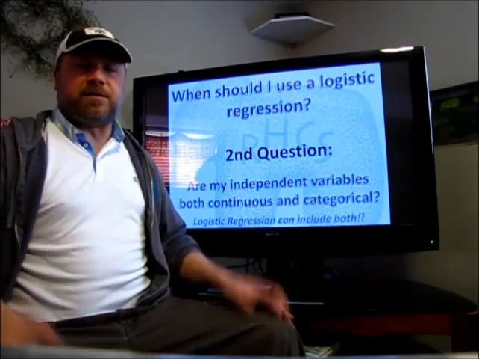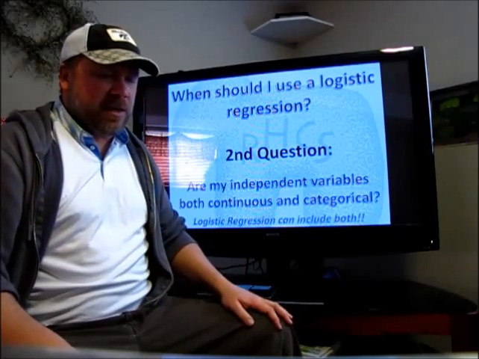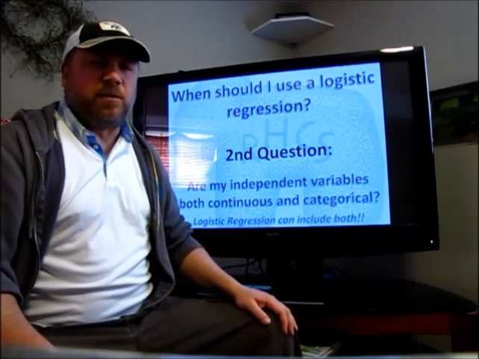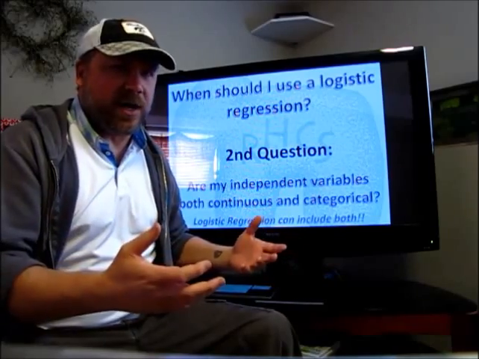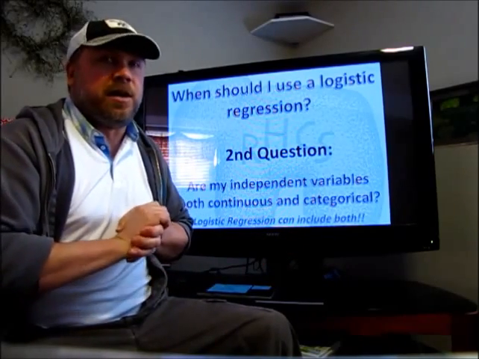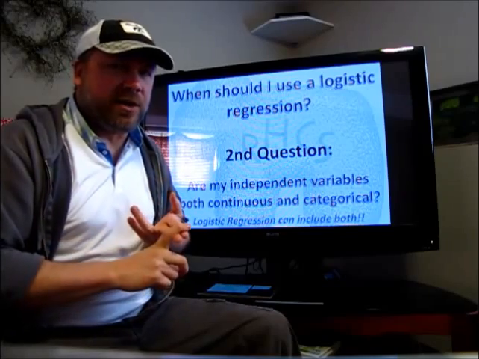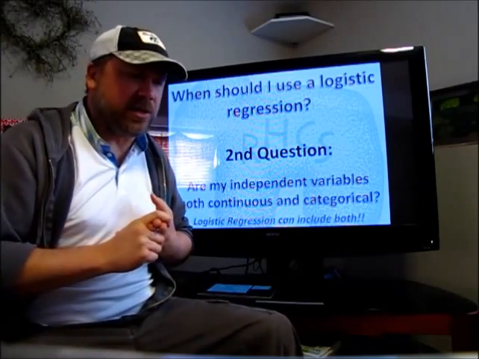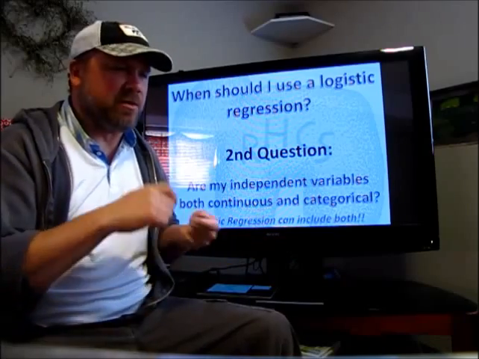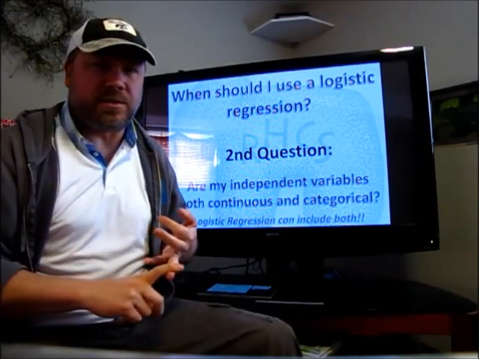Okay, so that's the first question. The second question should be, are my independent variables, those things that I think explain why sites are where they are and why they're not there, continuous variables, categorical variables, or both? Because logistic regression can handle all three. You can use all continuous, all categorical, or a mixture of both. So that's kind of nice.